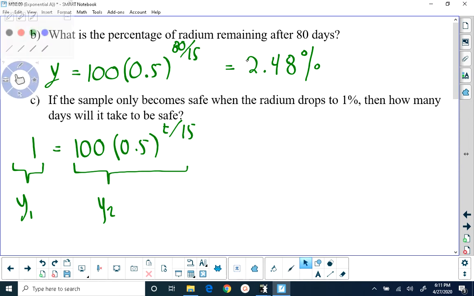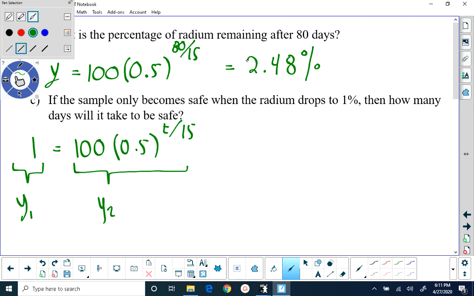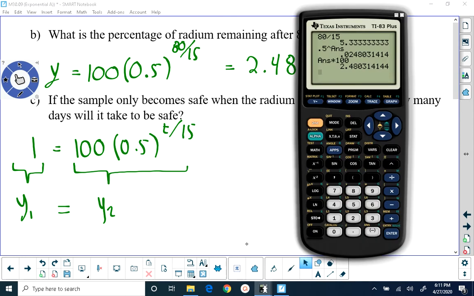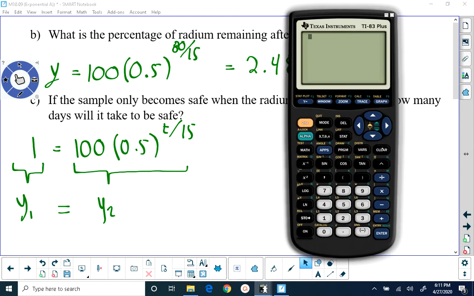And we are interested in, of course, where they are equal. We're not going to have to mess around with the window settings as much for this because the numbers are smaller. y1 is 1. y2 is 100 multiplied by 0.5 raised to, in brackets, x divided by 15.